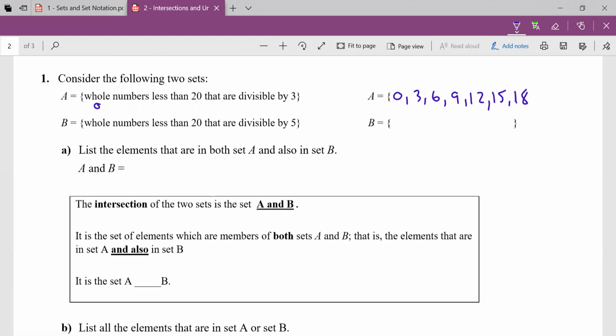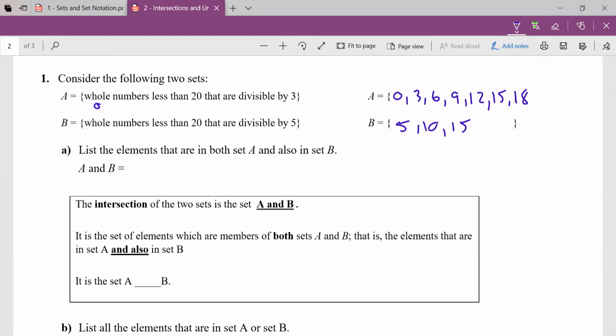Set B: whole numbers less than 20 that are divisible by 5. So 5, 10, 15, and I'll see a lot of people on a question like this write the number 20, but I need to be careful. It says less than 20, so I'm going to remove that. Again, you've got to be careful when you're reading these little sets. Okay, what do we got?